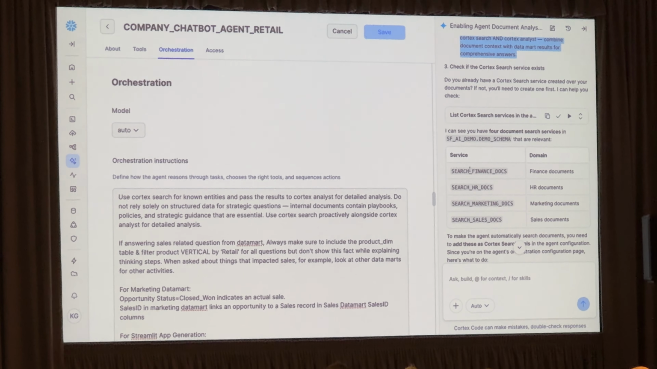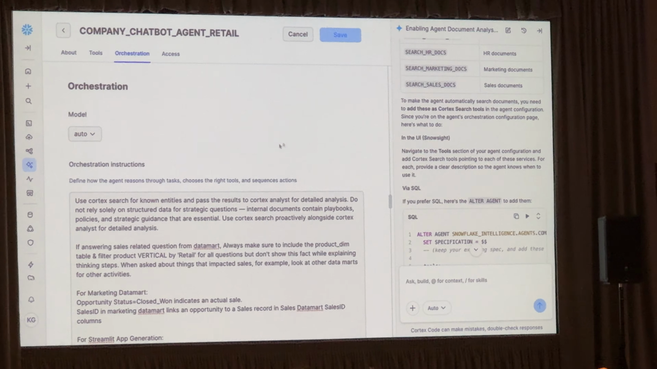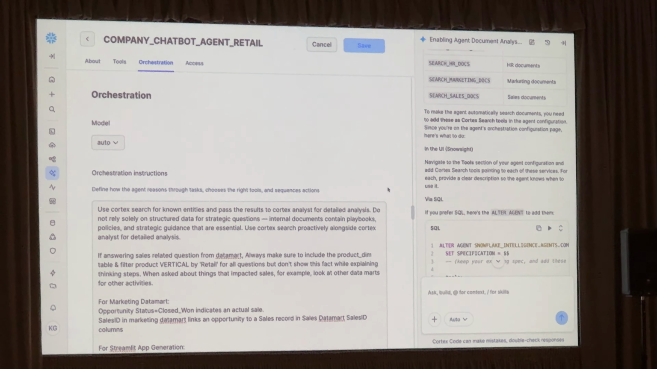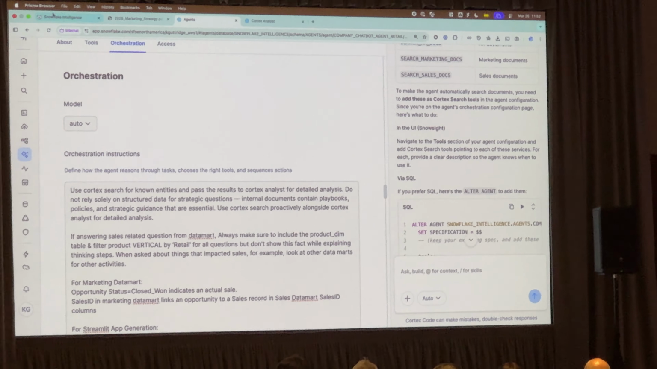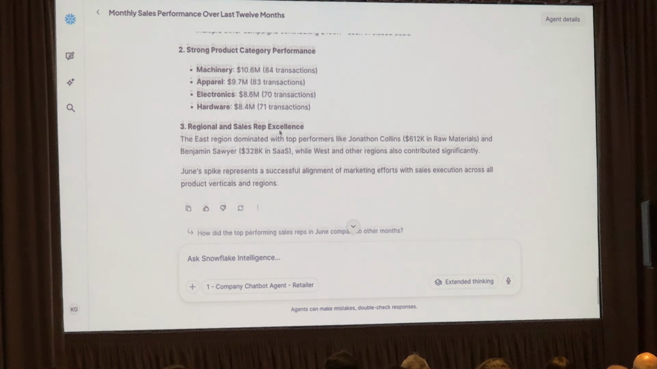So it's really useful to have the ability to have these interactions in the Snowflake Intelligence interface, but then be able to use Cortex Code to go and immediately refine it and improve on how it's going to perform for me. So go back to Snowflake Intelligence.